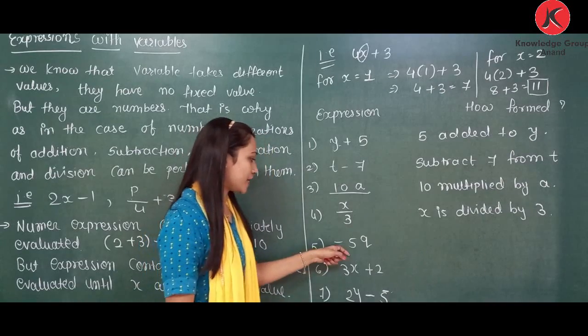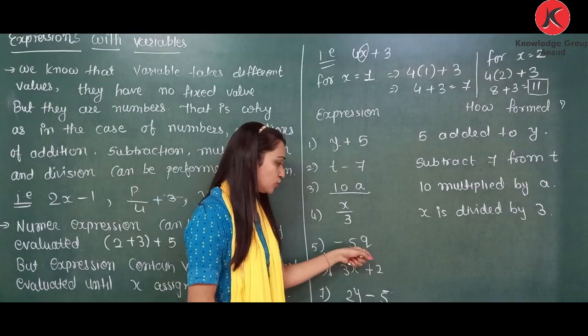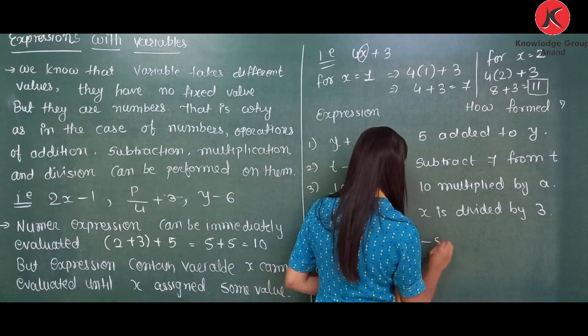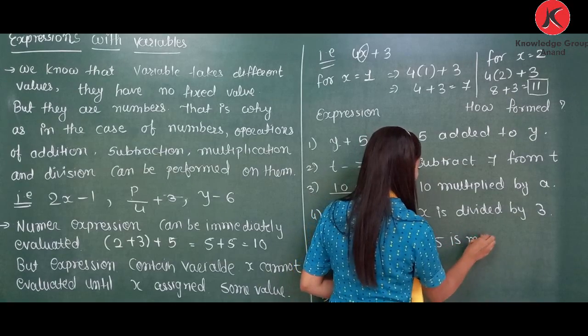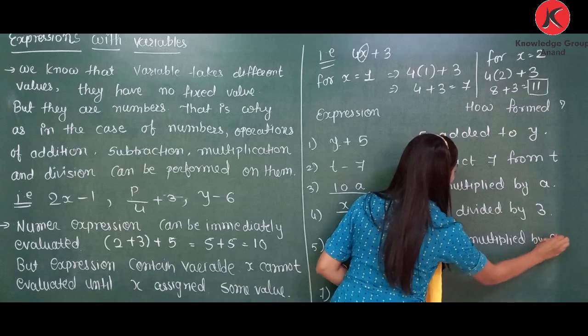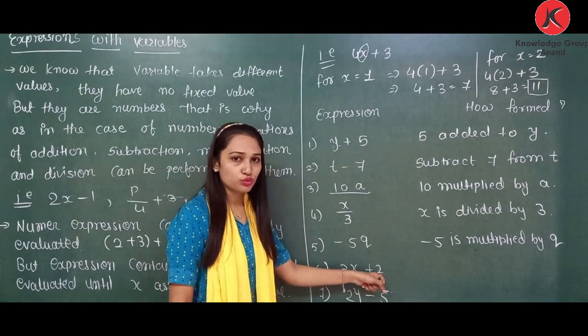For the next one, minus 5 cube. Minus 5 is the integer, and cube is the variable. These two are in a multiplication. So we can write, minus 5 is multiplied by cube.